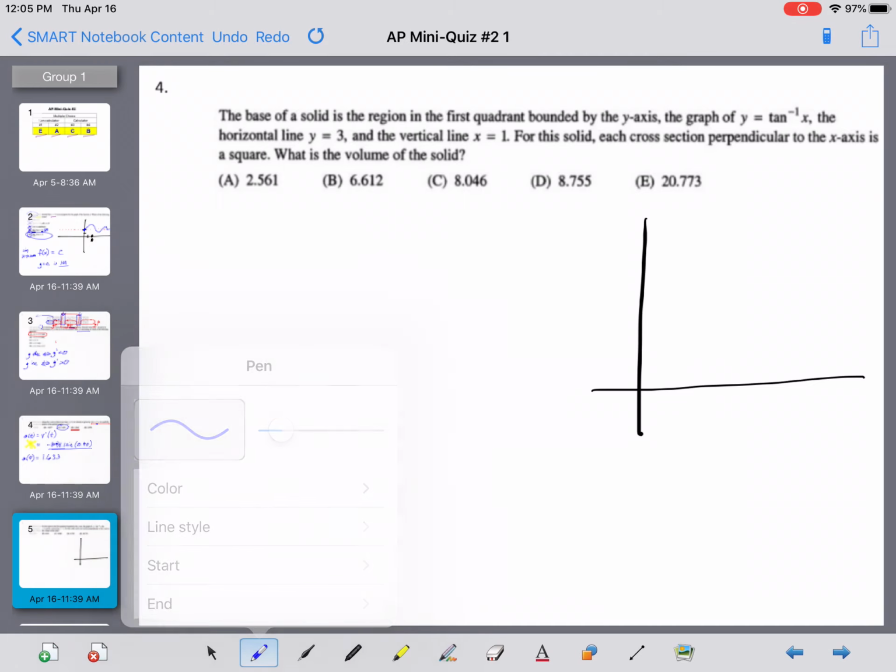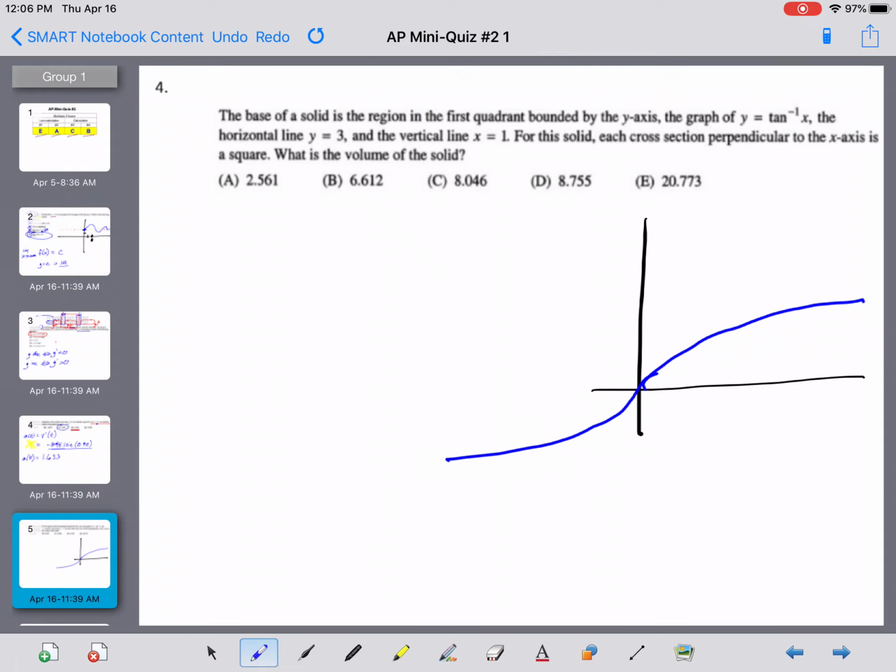Okay, hopefully we remember, everybody, that the graph of tangent of x is going to look something like this. So the graph of the inverse tangent is just going to get flipped over the line y equals x, and is going to look something like this, and it does that in the third quadrant, although I don't think we care about that because we're just talking about a region in the first quadrant. Okay, so we are bounded by the y-axis, that graph, the horizontal line y equals 3.